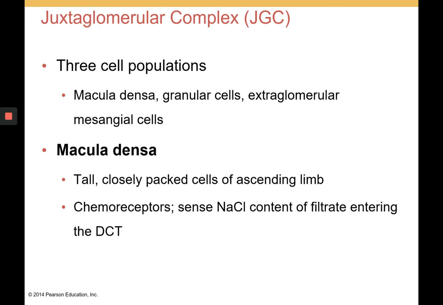The macula densa cells are tall, they're closely packed, they're either a part of the distal convoluted tubule or parts of the ascending limb, and they contain chemoreceptors. And these chemoreceptors are going to watch the filtrate and see how much sodium chloride is in it. So they're regulating or sensing sodium chloride content of the filtrate that's entering the DCT. So that's why we find part of them in that ascending limb and the other part in the DCT.